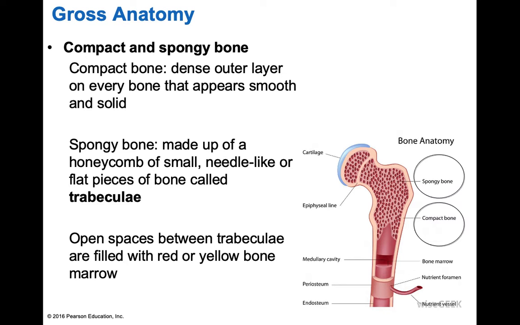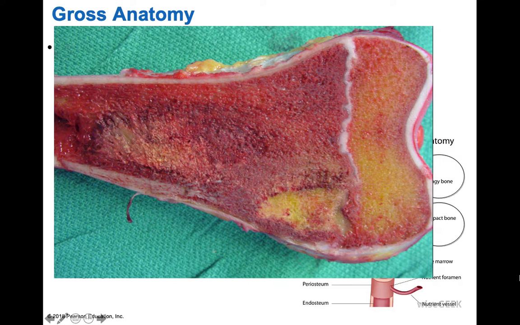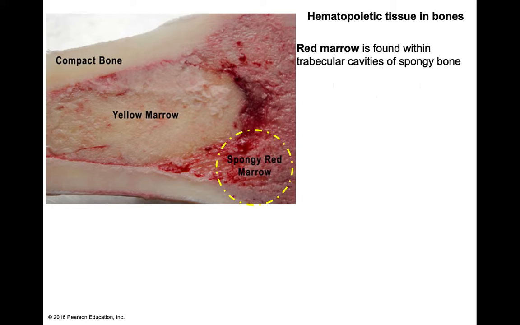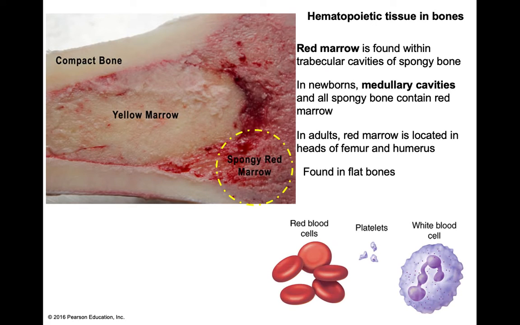Open spaces between trabeculae are filled with red or yellow bone marrow. As you can see right in here, this is nothing but red bone marrow. There's a bit of yellow marrow out here as well. So what is yellow marrow and spongy red marrow? Hemopoietic tissue and bones. Red marrow is found within trabecular cavities of spongy bone.